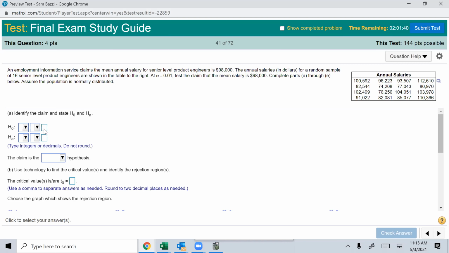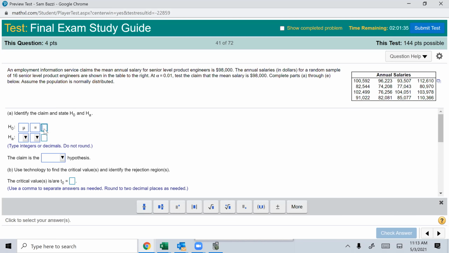So "is" and "is not" mean equal and not equal. So you start with mean equal 98,000. And here, you guys, it's for both sections. It doesn't change, exactly the same thing, 98,000. But what you need to note here is that the claim is in the null. So you can't use the word support when you write your conclusion at the very end.